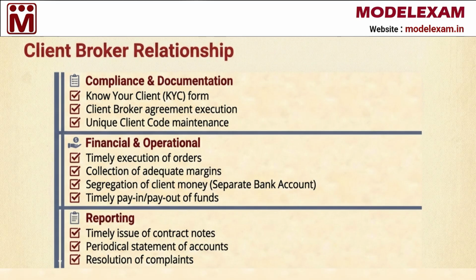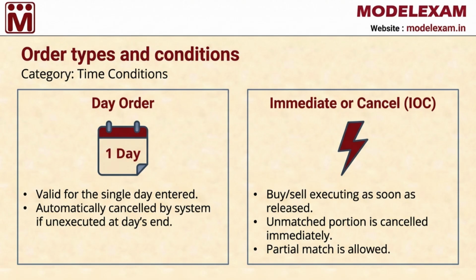The relationship between you and your broker is very important and involves many responsibilities. Your broker must handle your paperwork like the Know Your Client form and maintain a unique client code for you. They are also responsible for financial tasks like collecting margins and keeping your money in a separate bank account to keep it safe. Additionally, they must provide you with timely reports such as contract notes and periodic statements of your accounts.